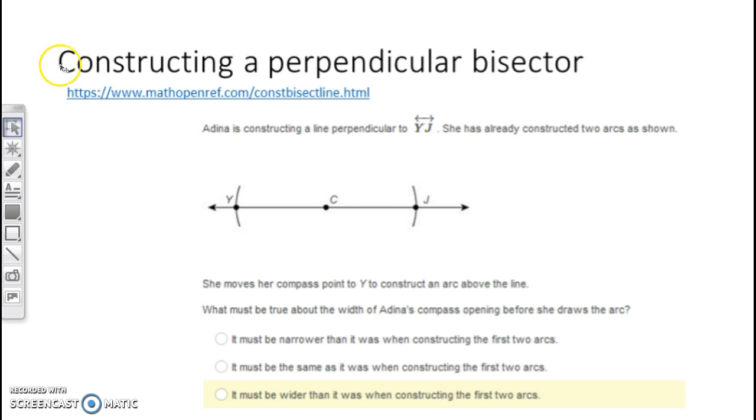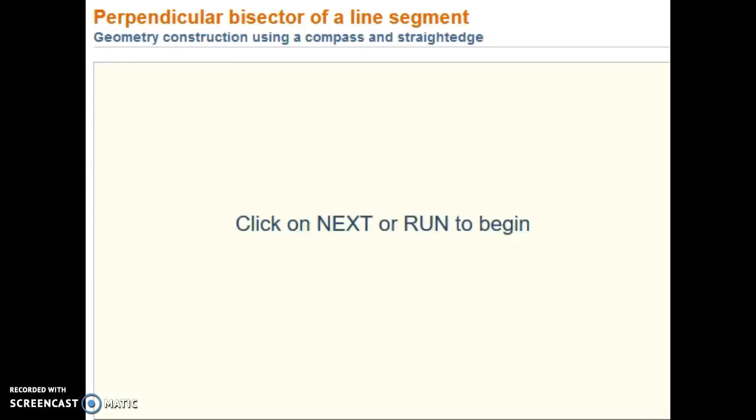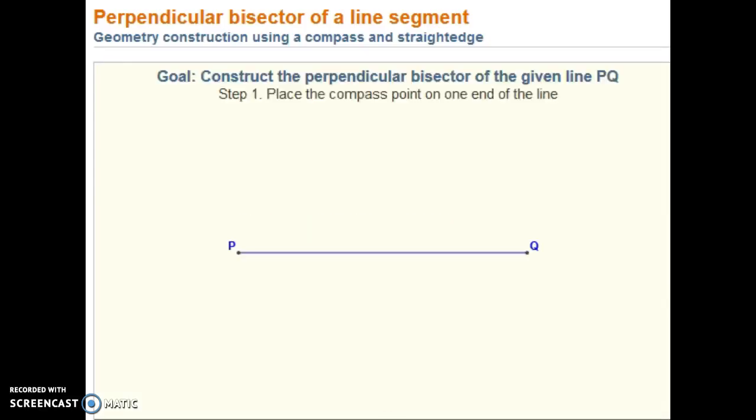Alright, so the first type of question is going to ask you about constructing a perpendicular bisector. So before we even go over a question, I want to look at the construction for a perpendicular bisector. So I'm here on Math Open Reference, and let's check it out.